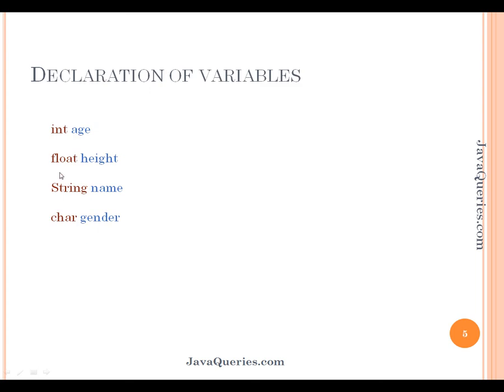So int, float, string, char, as I mentioned, these are the data types available in Java. Not only in Java, these are common data types in any other programming language. This session inclines more to Java because we are heading towards learning Java. So I'm declaring variables like int age, float height, string name, char gender. This is nothing but declaration. You are declaring a variable called age.